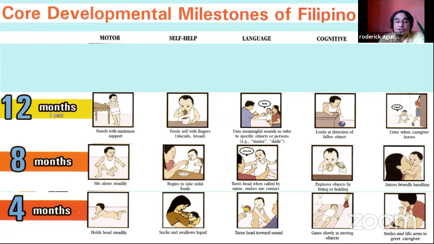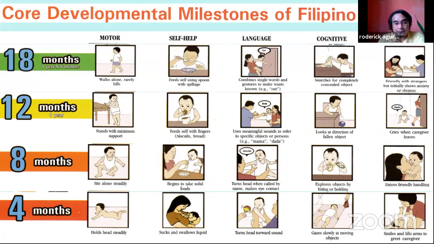Uses meaningful sounds to refer to specific objects or persons like mama, dada, and then looks at different fallen objects. Cries when caregiver leaves. Sanay po yun, normal po yun, kasi hindi pa nila alam na hindi ibig sabihin na wala ang kanilang yaya o mga nanay, hindi ibig sabihin patay na sila. Wala pa kasing object permanence.